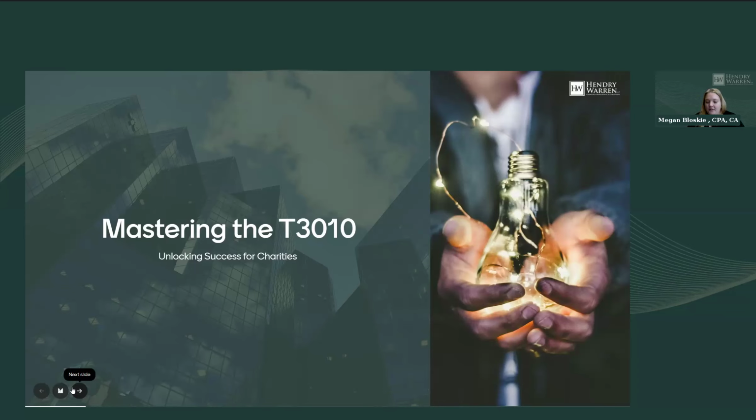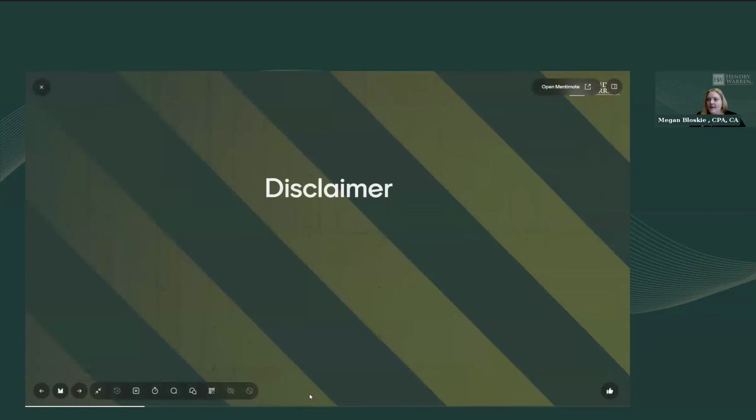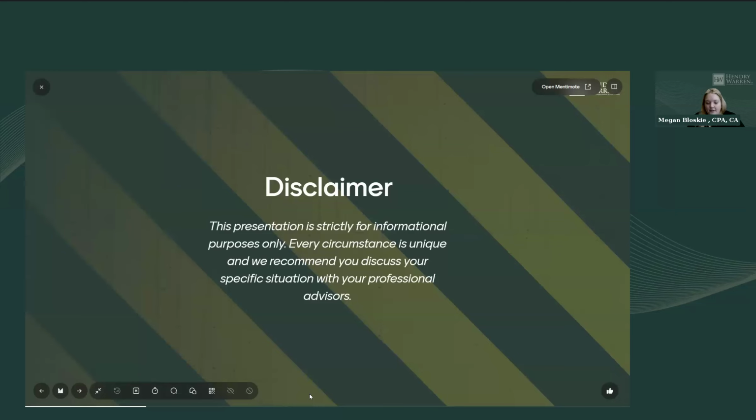Today, we will be talking about the T3010 Registered Charity Information Return. We would like to start by reminding everyone that every circumstance is unique and the information presented here today is for information purposes only. We recommend you discuss your specific situation with your professional advisors.